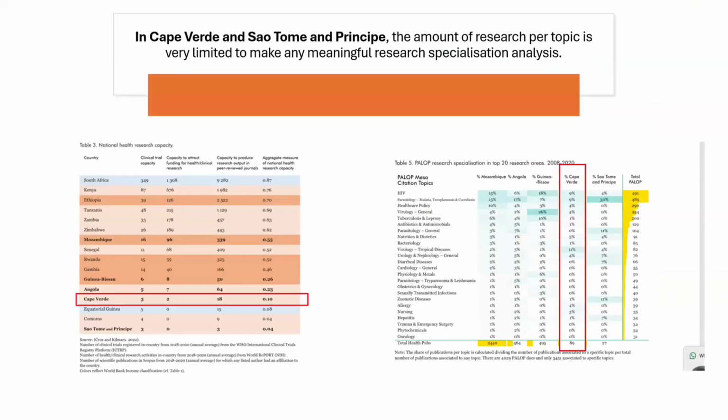When we look at the research per topic, you can see oncology. This area is very poorly explored in Cabo Verde, and we don't have enough publications in this area. Maybe the reason is that the specialists are not enough or don't have interest, I don't know. We have a lot of gaps.